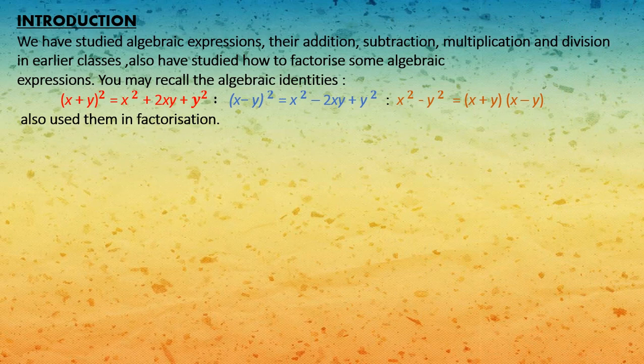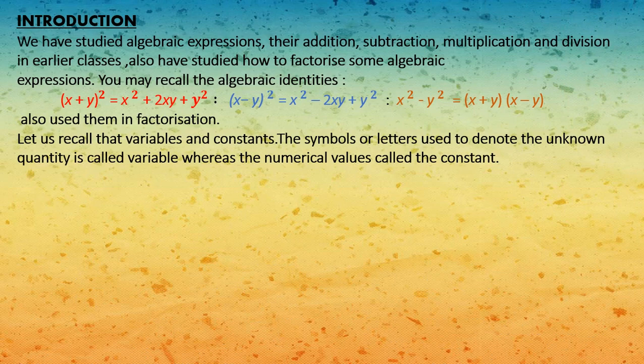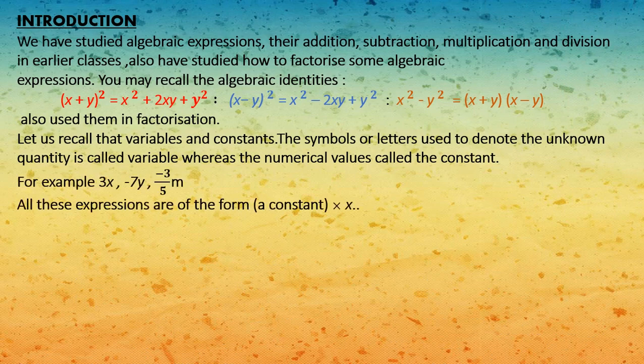using factorization, that is using the identities, as these identities are there in the previous classes. So let's talk about variables and constants, as we learned this also: symbols or letters used to denote the unknown quantities are known as variables, and the numerical values, that means numbers, are called constants.